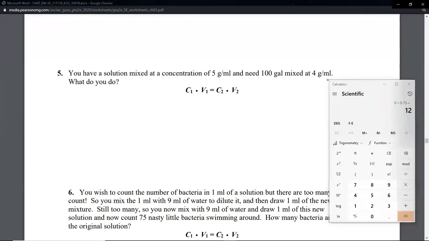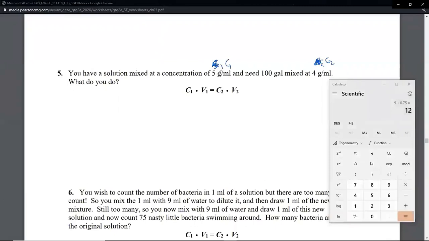For now, 5 grams per milliliter, since that's a rate, so that's rate 1. The 4 grams per milliliter would be rate 2. And then you have to be careful. By R, they're using C, so let me just use the same letter, C1, C2. Rates are concentrations. I said that earlier. The letters are interchangeable. I could have written that as R1 times V1. So the 100 gallons, is that the first scenario or the second scenario?